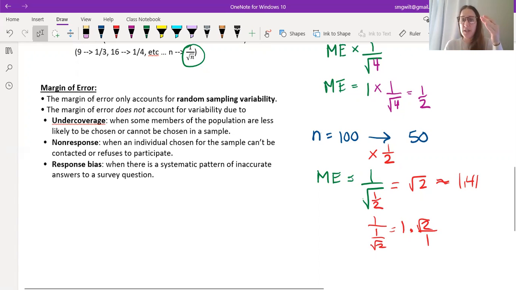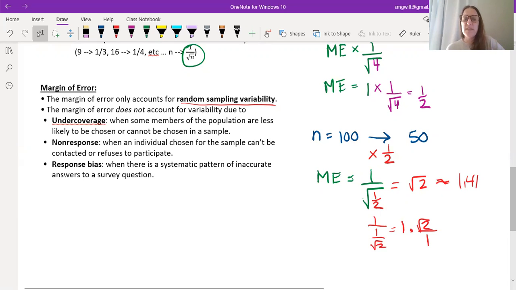If it says that it is accounted for by margin of error, your answer is always going to be random sampling. Because I'm conducting a random sample, I might not capture a true picture of the population, right? That variability is a factor in why I have a margin of error, why I don't know the true population proportion from one sample.